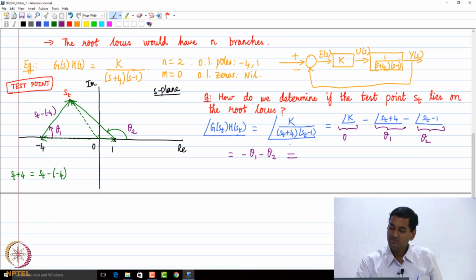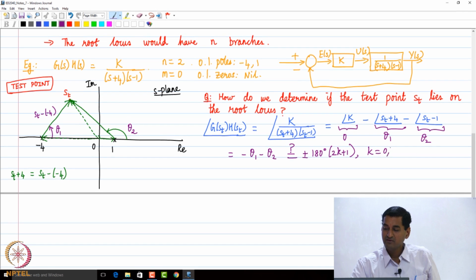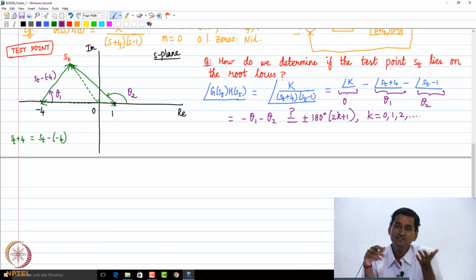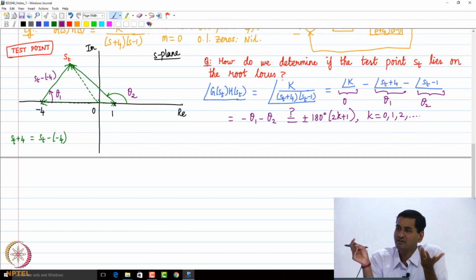The question that we are going to ask ourselves is, is this going to be an odd multiple of 180 degrees? Okay. So we will see that by and large the angle condition is used to plot the root locus, and the magnitude condition is typically used to get the value of the gain K that appears in the open loop transfer function at any given point on the root locus. That is how the thing works. We will realize it as we do more examples. I put a question mark because we want to ask ourselves the question.